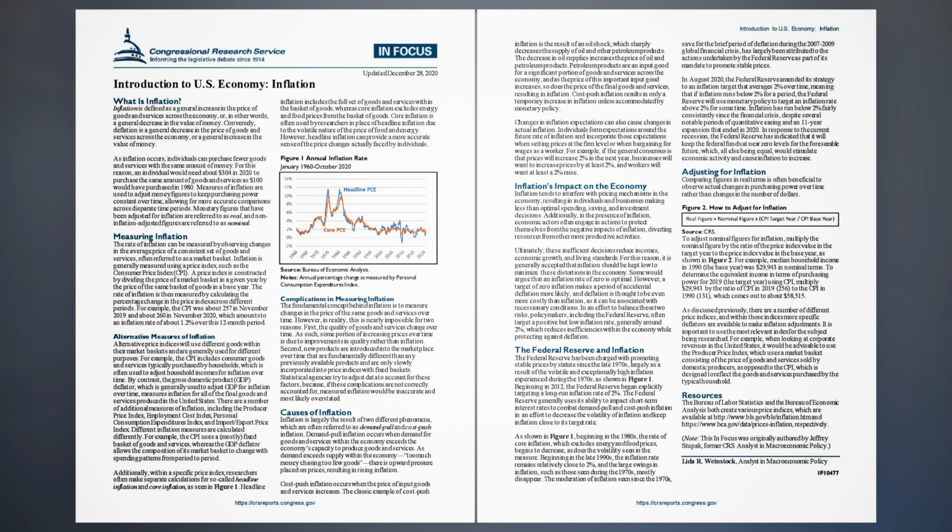Second, new products are introduced into the marketplace over time that are fundamentally different than any previously available products and are only slowly incorporated into price indices with fixed baskets. Statistical agencies try to adjust data to account for these factors, because, if these complications are not correctly accounted for, measured inflation would be inaccurate and most likely overstated.